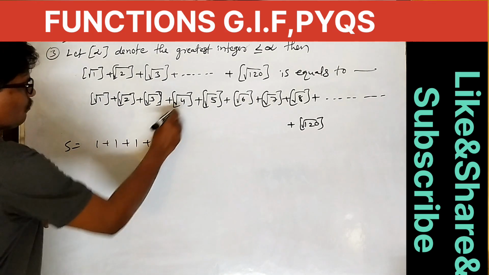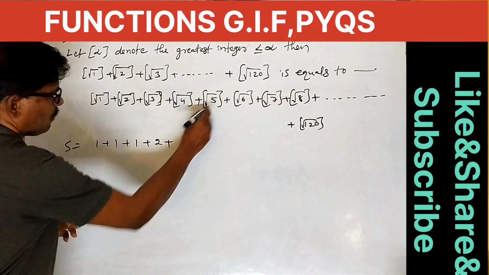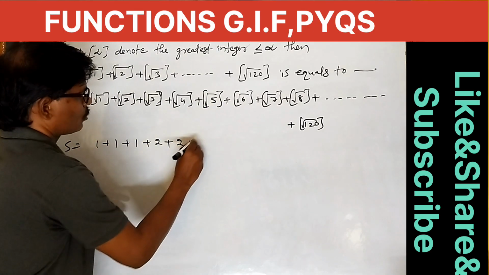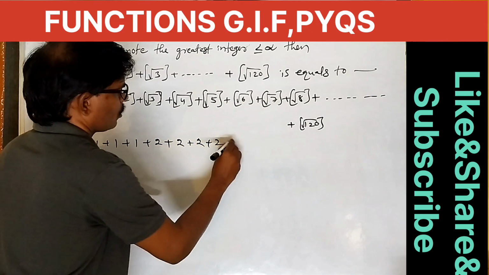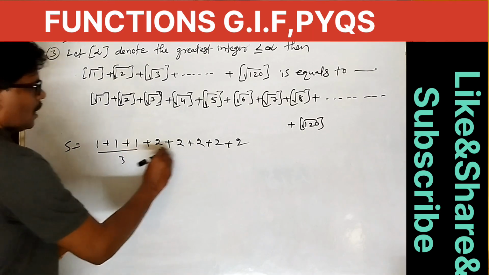Next, step 4 is equal to 2. Next step 5, root 5 is equal to 2. Step 6 also 2. Next step 7 also 2. Next 8 also 2. How many 2s are there here? 5. Here 3. Here 5.